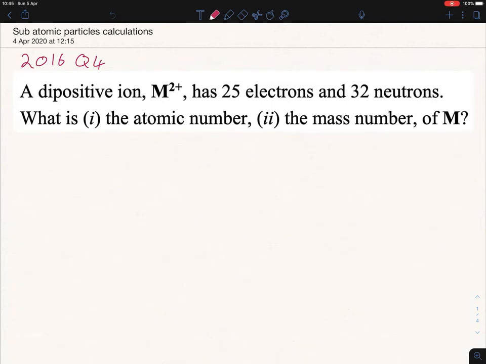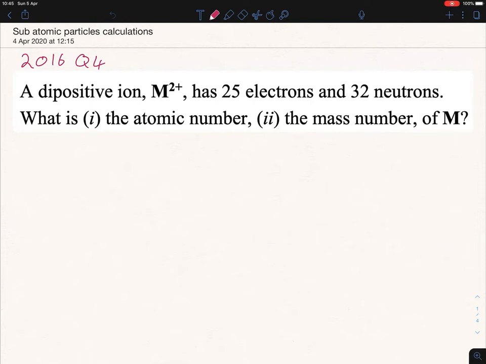Hi all, so today we're going to look at subatomic particles and their calculations. I think we've seen a couple of these before, but nonetheless we'll go through them. There aren't too many. So look, we're going to look at 2016 question 4.